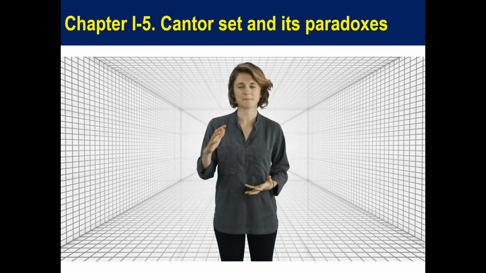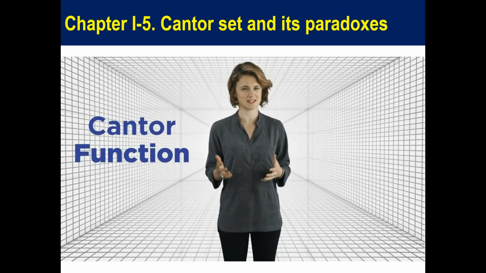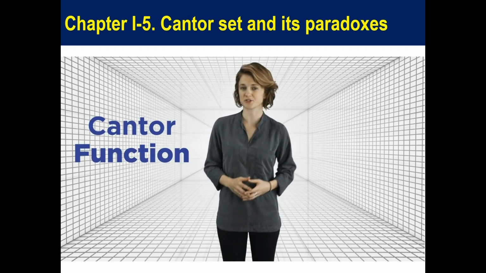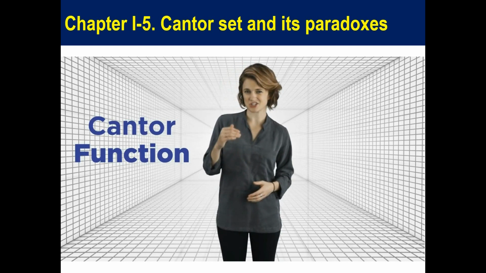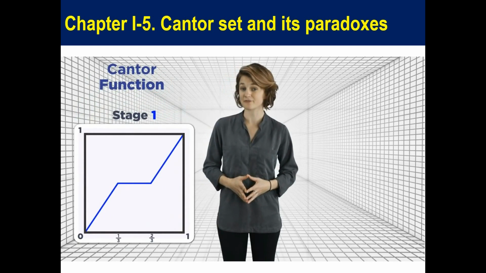It actually has a ton of other weird properties, several other episodes worth. But for now, let's talk about the Cantor function, also known as the devil's staircase. Describing the Cantor function, which is a function on the interval 0, 1, is a lot like describing the Cantor set. We build it in stages. At stage 0, the function is just a line extending from 0 to 1. The function at stage 1 has a flat line at height 1/2 for the middle third, between 1/3 and 2/3, and 2 diagonal lines to fill it in.